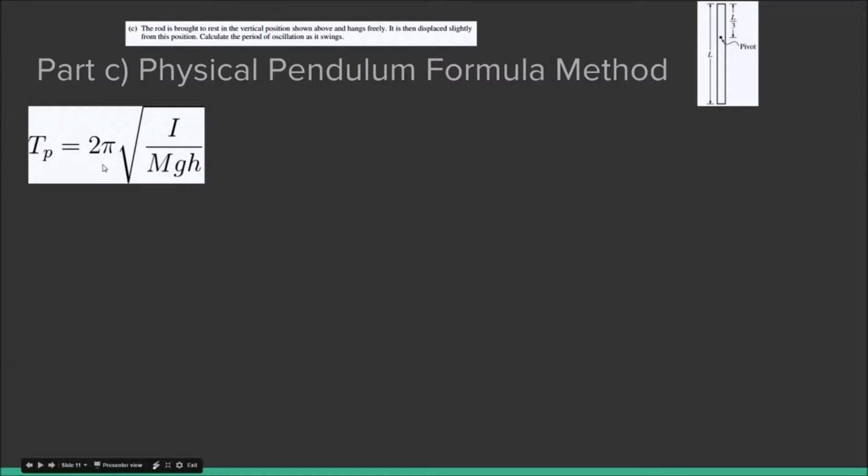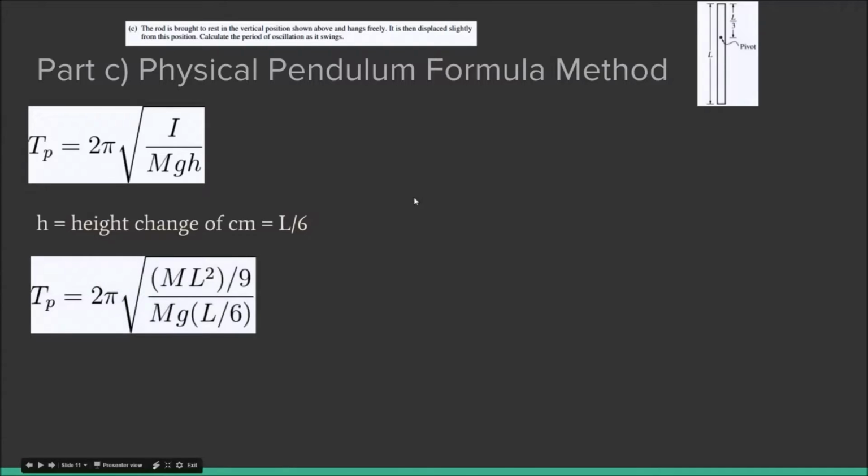But if you memorize the formula for a physical pendulum, and this is a physical pendulum, not a simple pendulum, because we're analyzing the mass of the pendulum as well, you know that the physical pendulum equation for period is 2 pi times the square root of inertia over mgh. And h is the height change of the center of mass, which is the same as the last section of this problem, L over 6.